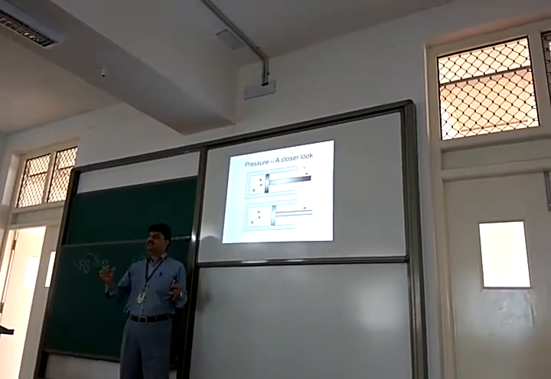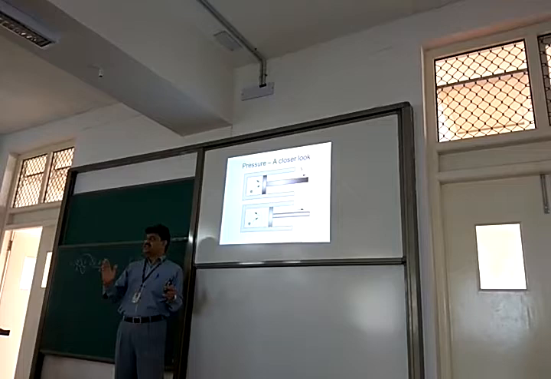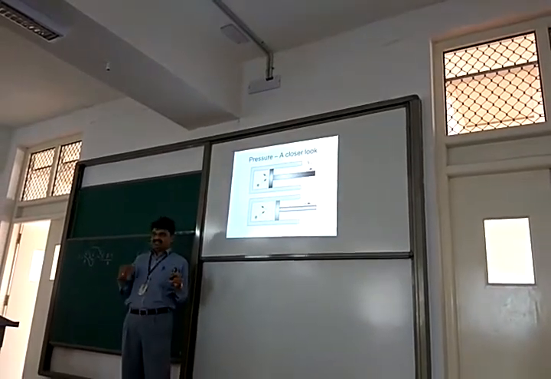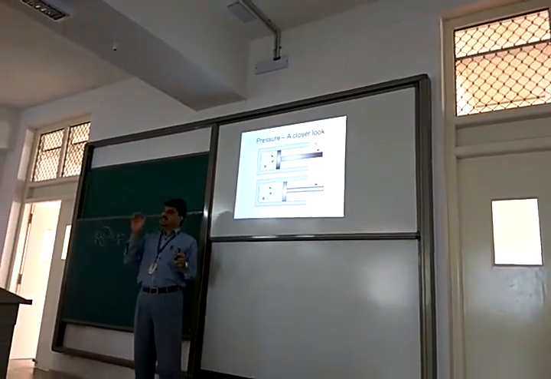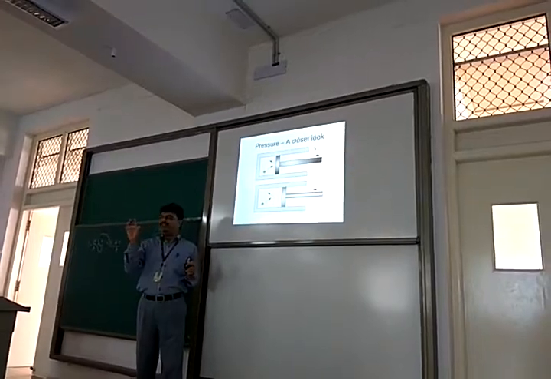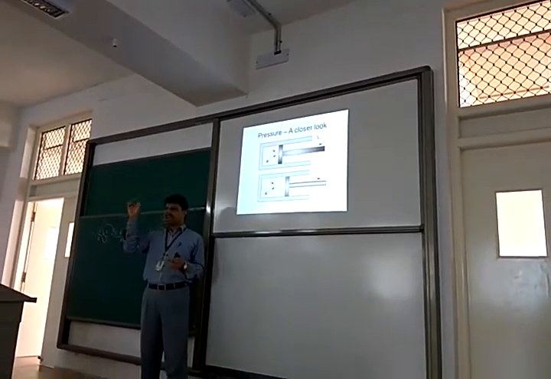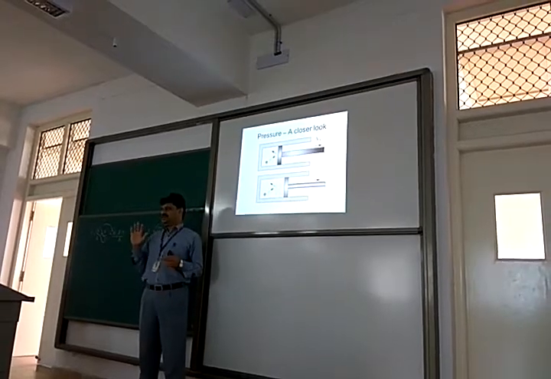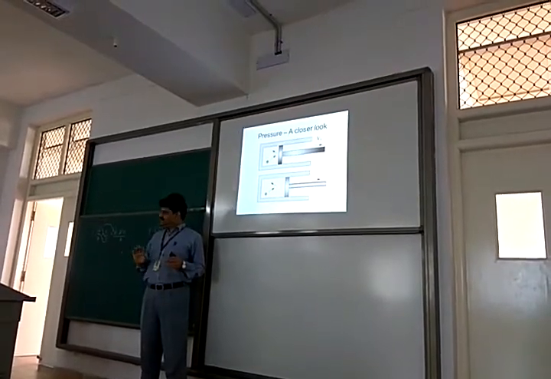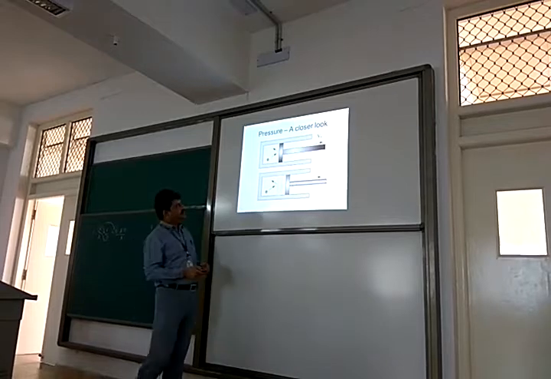At any given time, the number of molecules hitting that piston will be less on an average statistical measure. So the total net force got reduced. The area remains the same, force got reduced, so pressure decreases. Clear? Number two.